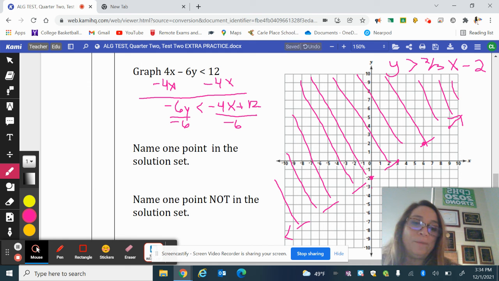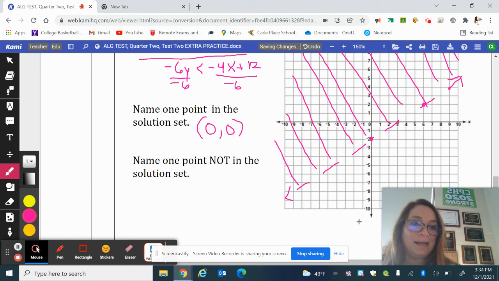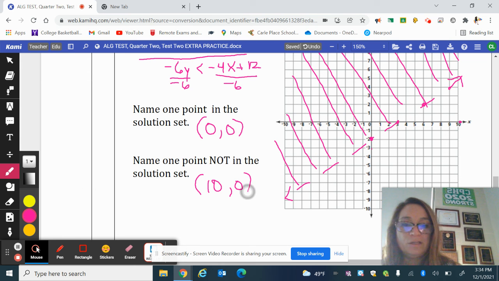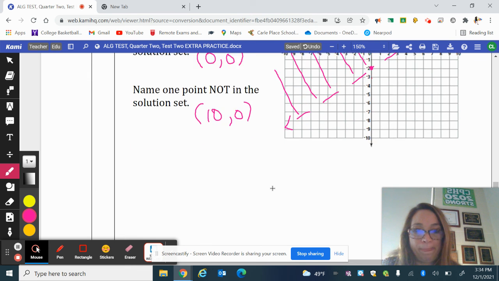Okay, name one point in the solution set. I'm just going to grab 0, 0. Name a point not in the solution set. I'm just going to go over here, 10, 0. So remember, anything in the solution set will work. Anything not in the solution set will not work. Dotted lines are not included. Solid lines are included.